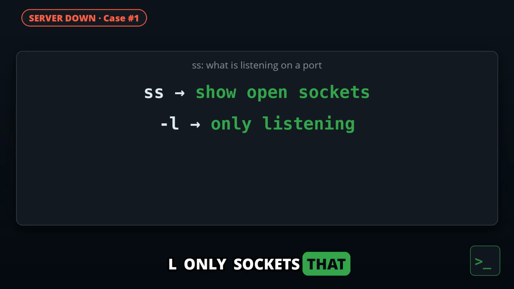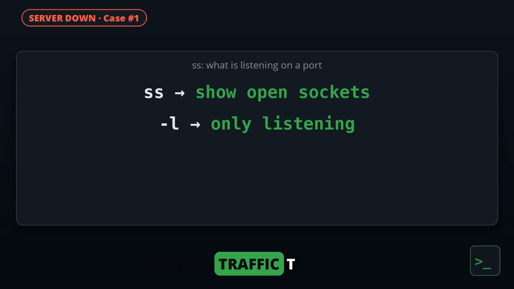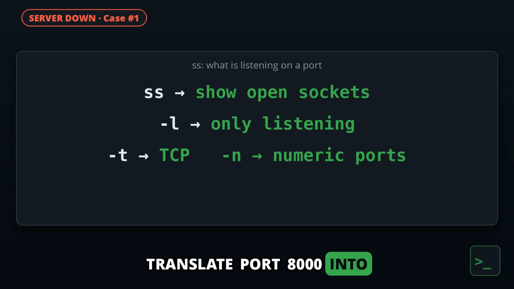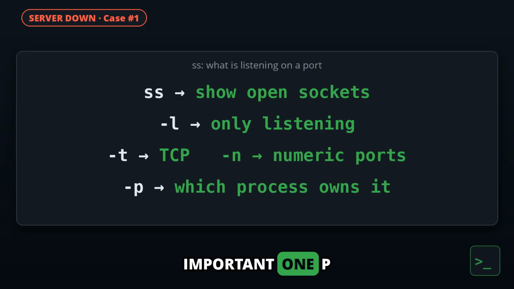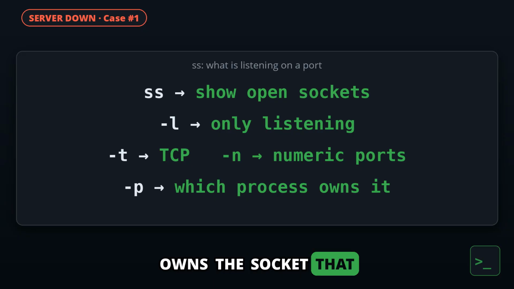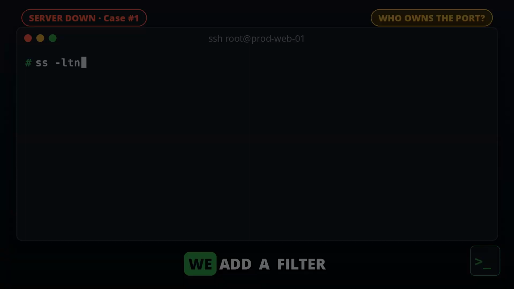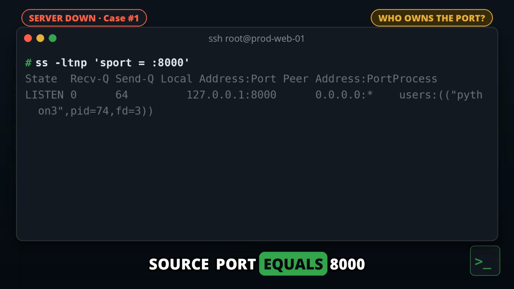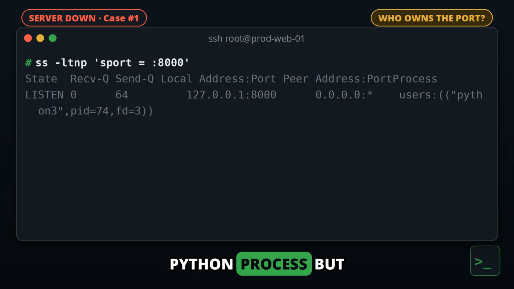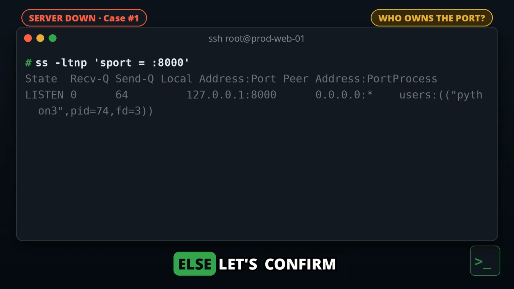-L, only sockets that are listening, waiting for traffic. -T, only TCP. -N, show numbers, don't translate port 8000 into a name. And the important one, -P, tell me which process owns the socket. That is how we name our squatter. We add a filter, source port equals 8000, and look, port 8000 belongs to a plain Python process, but systemd just told us our service is dead, so this is somebody else.